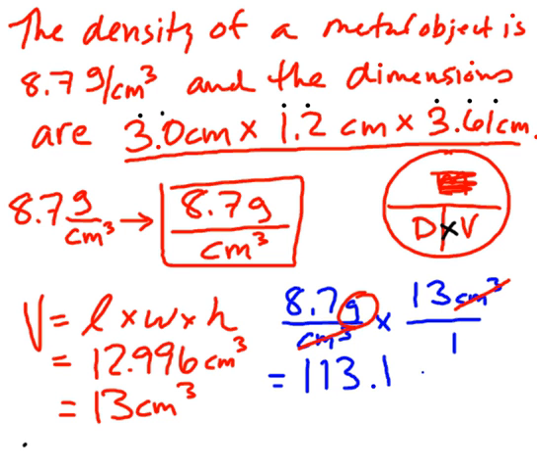113.1 grams, but because of my sig figs, I need 2. So in this case, 1, 1, that 3 is not larger than 4. It's not 5 or greater, so I would leave it alone. And there's my 2 sig figs. And there's my final answer. Okay?